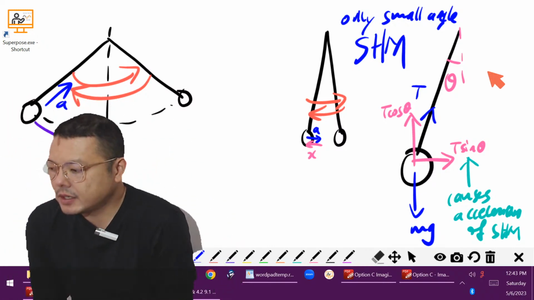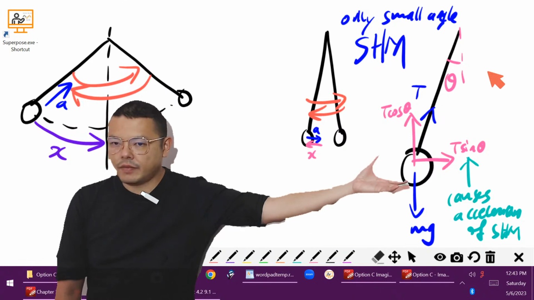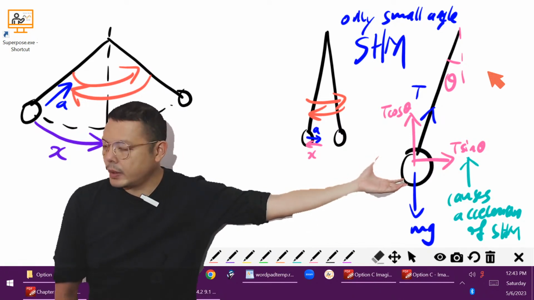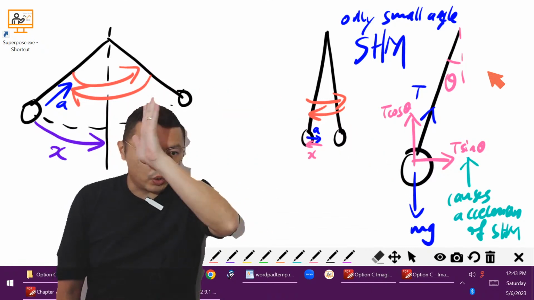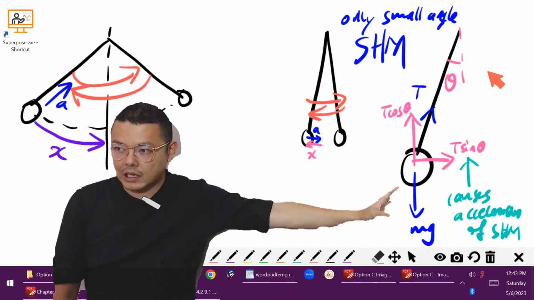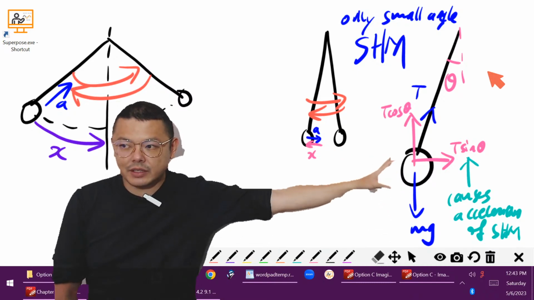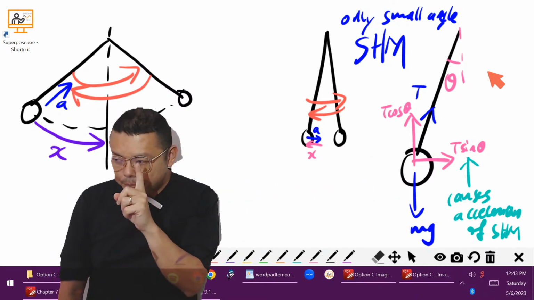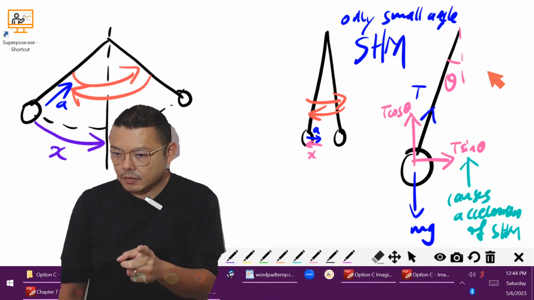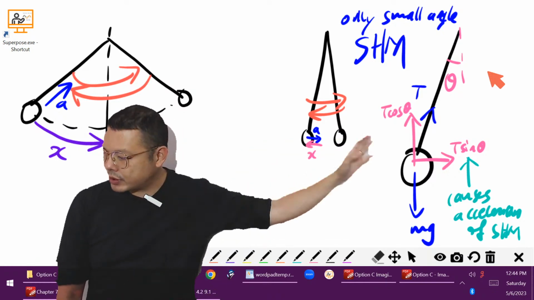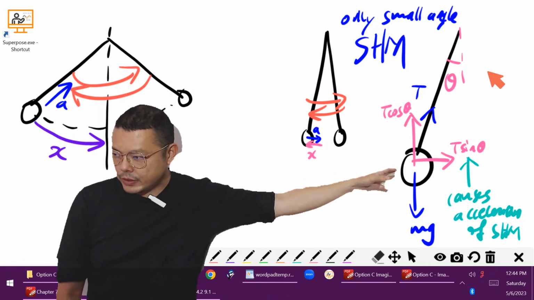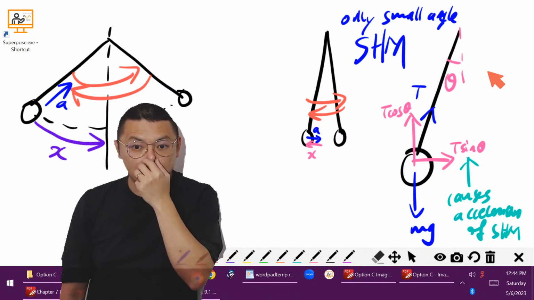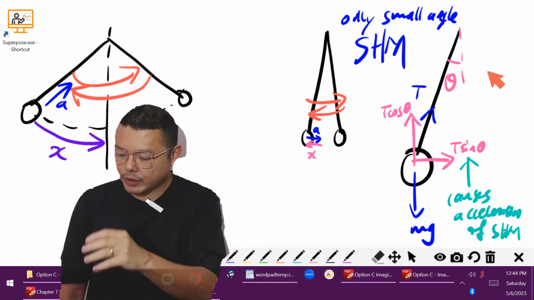Some teachers will go into the very deep end of this and start deriving the entire equation starting from here. Don't bother. I'm just going to tell you this, you just have to remember this. Pendulum, no matter what, is an approximation to SHM. Even though it's the most common SHM that we always use, technically speaking, it is an approximation only. Why is it an approximation?